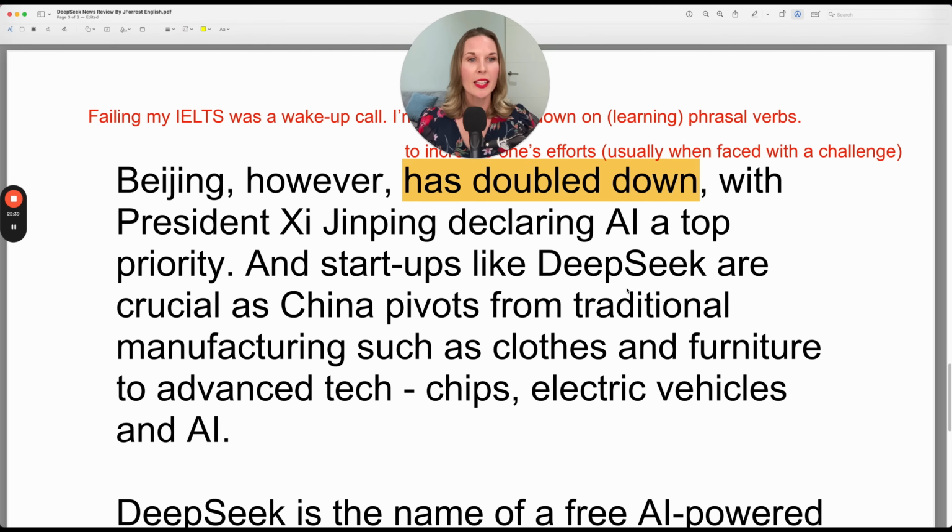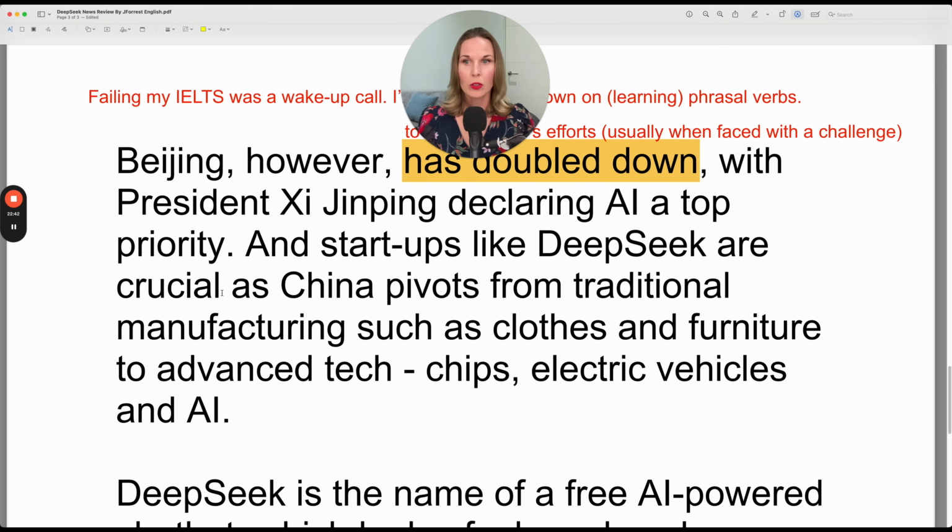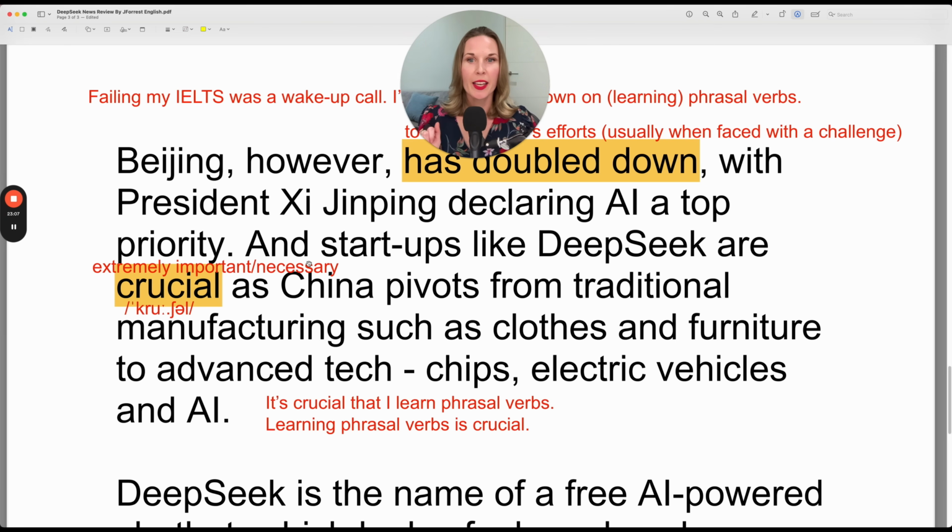And startups like DeepSeek are crucial. Notice this pronunciation, crucial, crucial, crucial. And if you don't know, crucial is an adjective that means extremely important or necessary. So you might say, it's crucial, it is crucial that I learn phrasal verbs. You could also say phrasal verbs are crucial, are extremely important. Let's review this again. And startups like DeepSeek are crucial, extremely important or necessary, as China pivots.